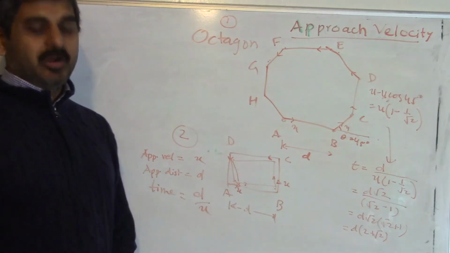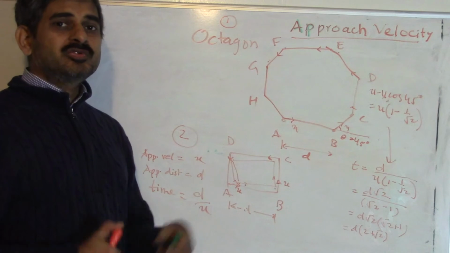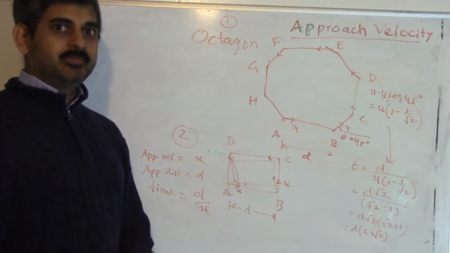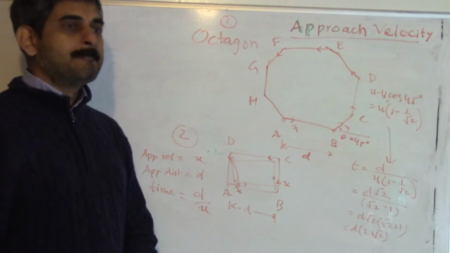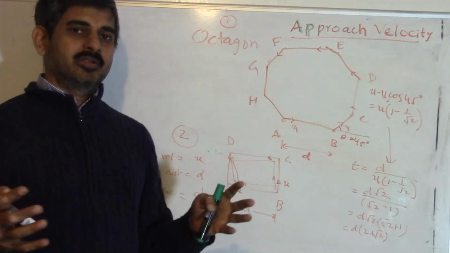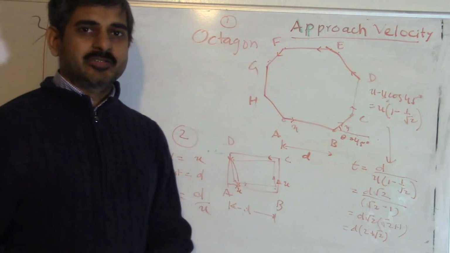So this is all about the approach velocity and its concept. You need to start with the relative velocity. Relative velocity becomes an approach velocity if the two are converging in some way, and this is something you can apply to other similar problems.